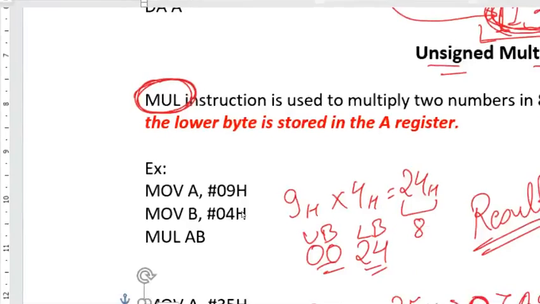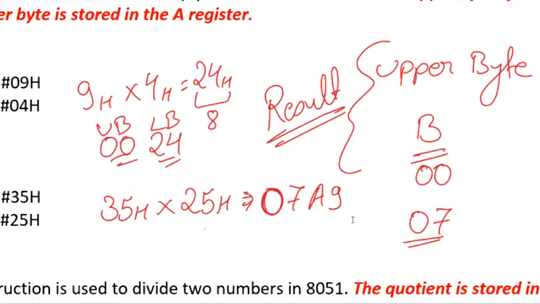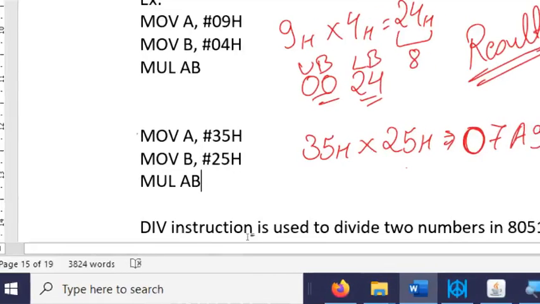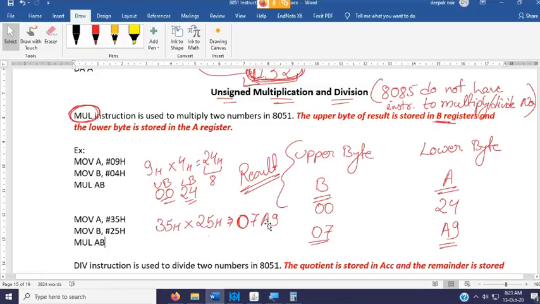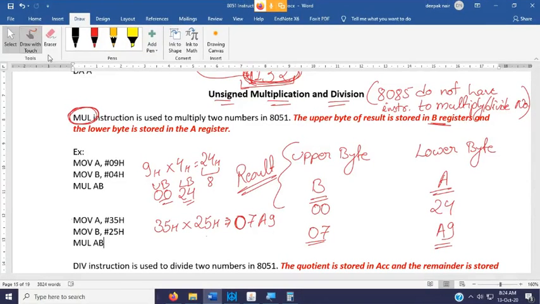Okay, remember this thing, you should not read A907. This will be wrong. Okay, this particular number is correct, 07A9.